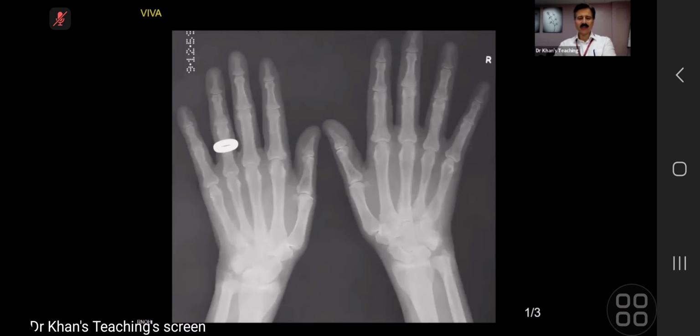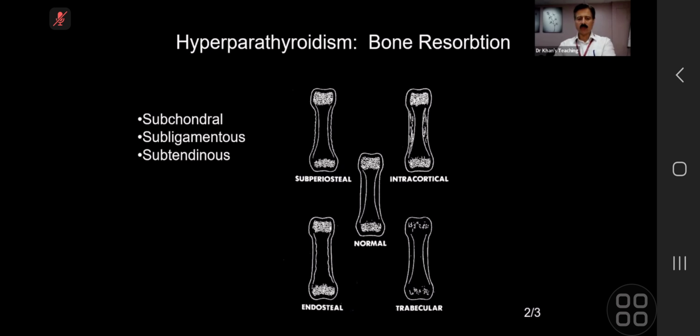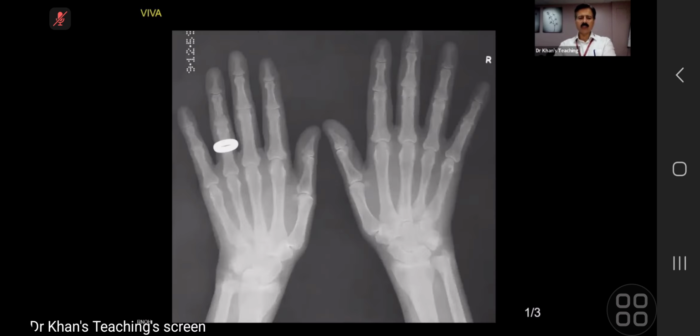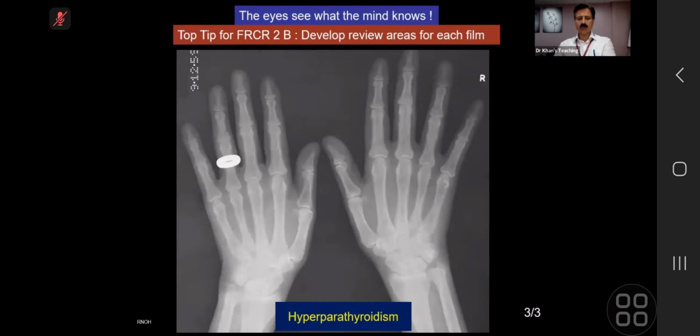So this was a trick film. There was a purpose. We know we are doing arthritis, and I have put a film of hyperparathyroidism just to give you some point to remember for the exam. Please remember, in the real world, it is not going to be announced that you are in arthritis. So basically, what you have to do is develop review areas for each and every film.